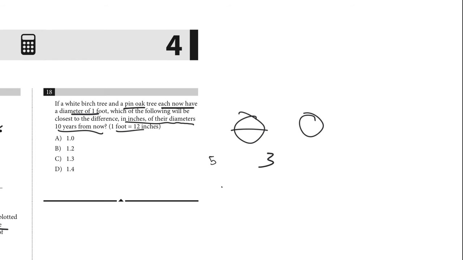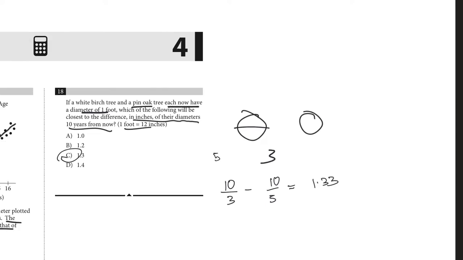So we have a duration of 10 years. So 10 by 3 minus 10 by 5. And if we do that on the calculator, it gives us 1.33. Answer should most likely be C. Okay.